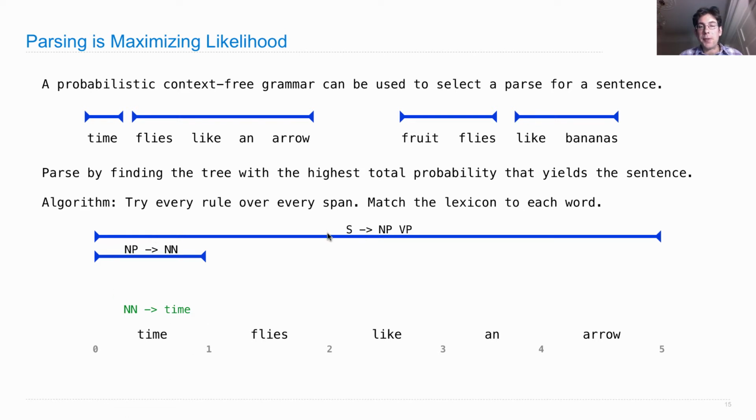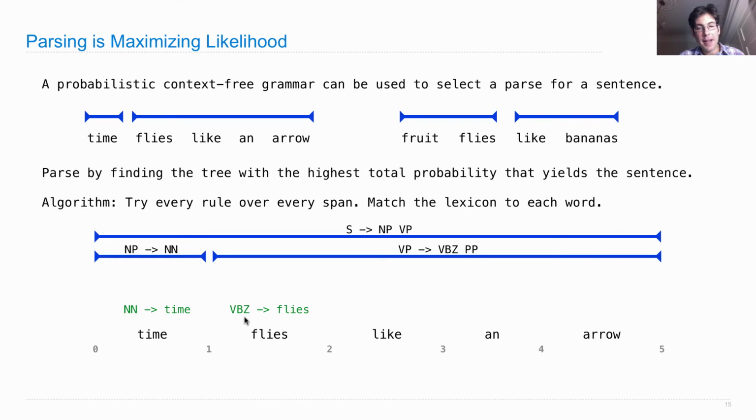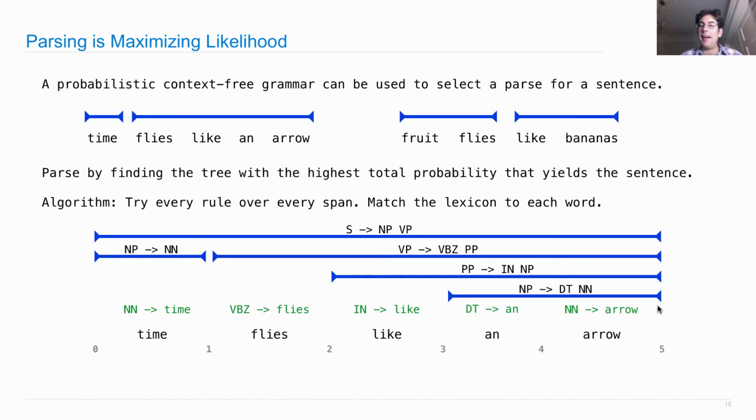Now, in order to build this whole S, we need a noun phrase followed by a verb phrase. So we need some way of rewriting the verb phrase, let's say as a verb followed by a prepositional phrase. So we try that out and we see, oh yeah, "flies" can be a verb. The Z means a singular, like "he flies". Okay, now we have to see whether it's possible to analyze this as a prepositional phrase. It turns out it is if I use that lexical element and that analysis of a noun phrase. Now this particular structure happened to work out.